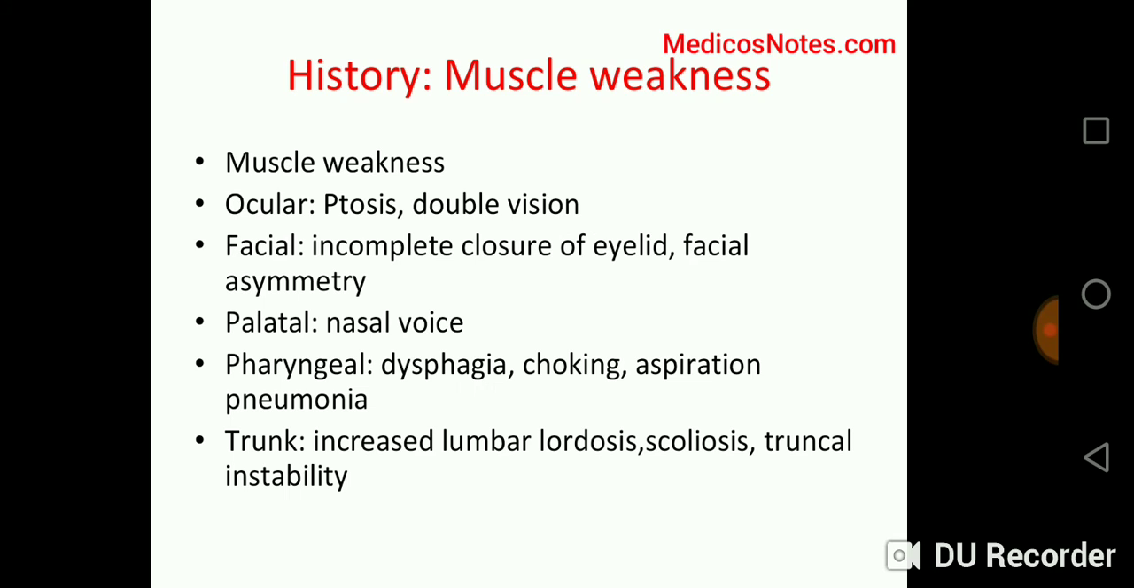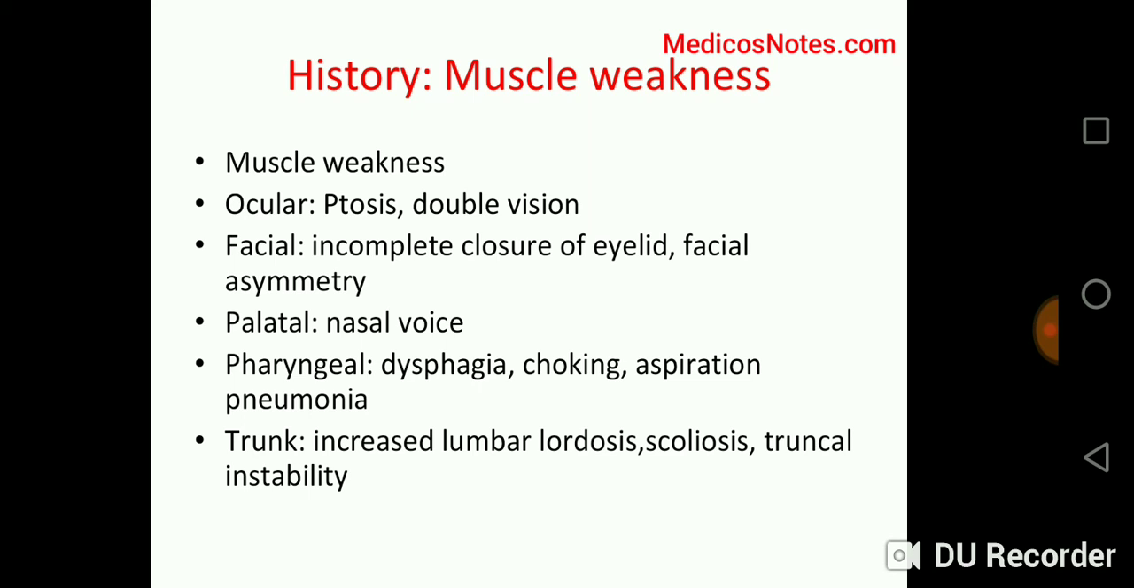You should also know the presentation of muscle weakness in a particular area. Ocular muscle weakness will result in ptosis and double vision. Facial muscle weakness results in incomplete closure of the eyelid and facial asymmetry. Palatal muscle weakness produces nasal voice. Pharyngeal muscle weakness results in dysphagia, choking and aspiration pneumonia.